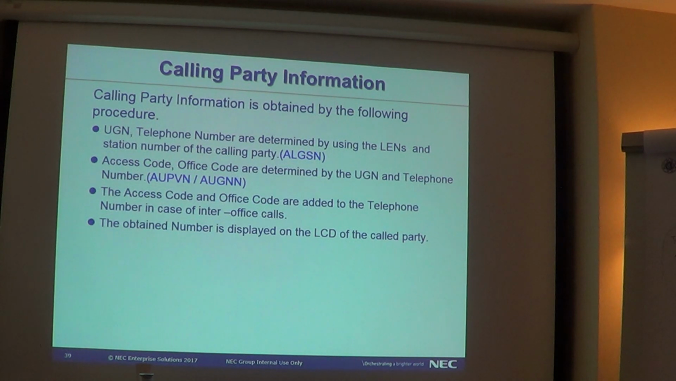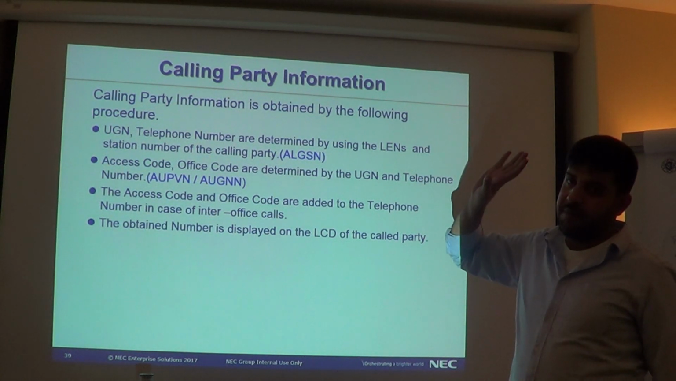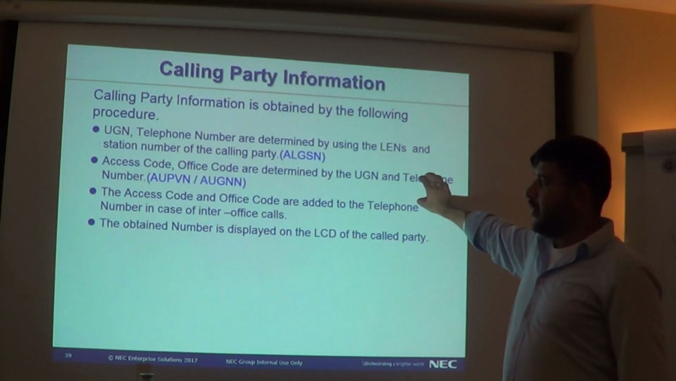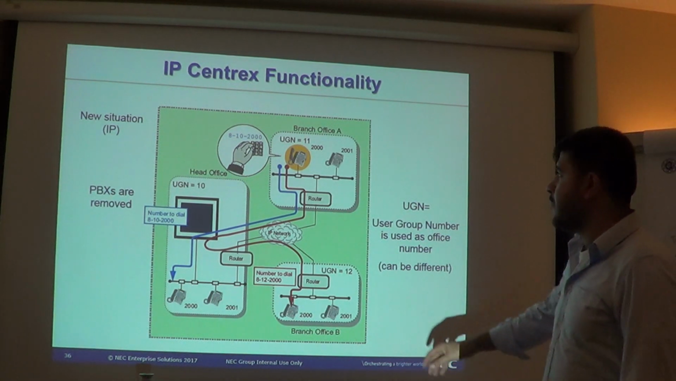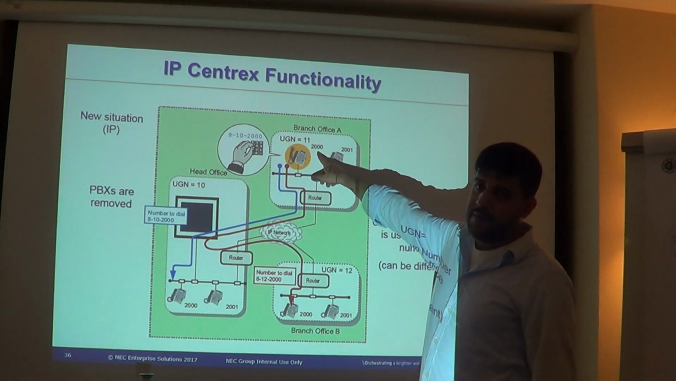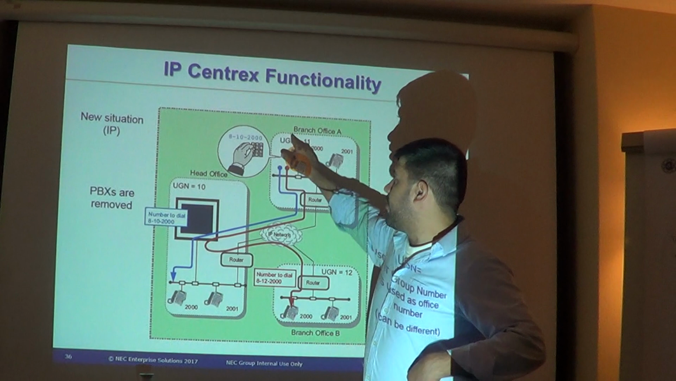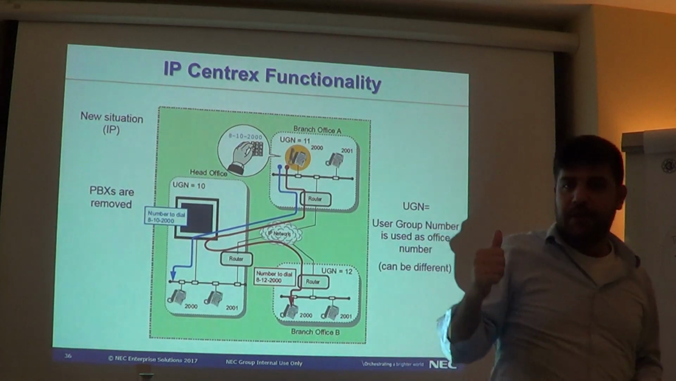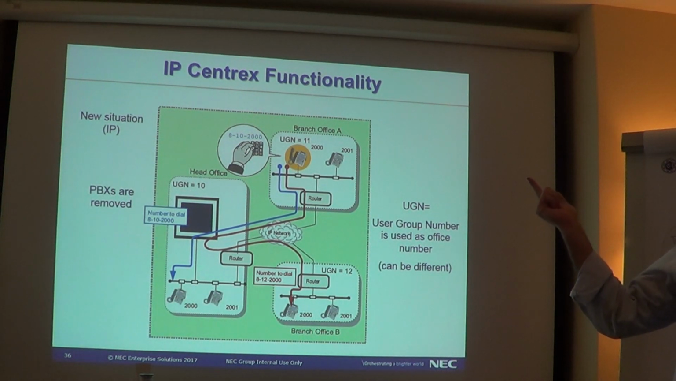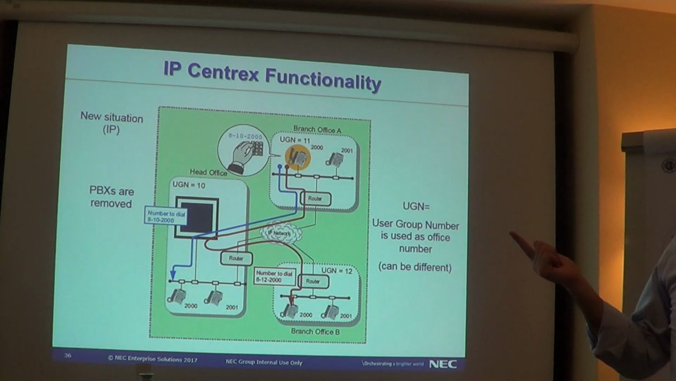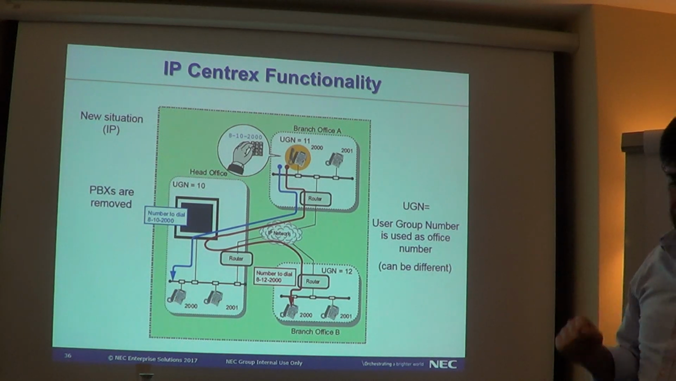Again, the simple rule here: your ALGSN is created by your telephone station number or your telephone number. With AU-BVN and AU-GNN, you define your private number over the network. That means you are here defined as extension 2000, right? But at the same time, you define yourself over the network to be 811-2000. So the relation between your telephone number and your area is defined in a UGNN and based on your user group number.